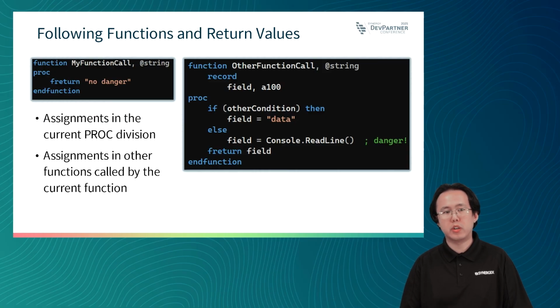So here are some concrete examples. The function on the left here says no danger. We're just returning a string called no danger. It doesn't look like an OS command. It doesn't seem to be a problem, and it really isn't. So this function is 100% safe.